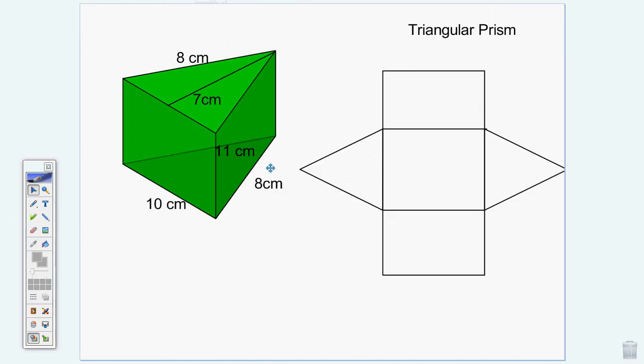Next, we have a triangular prism. Now, I drew the net to help you see this, but we have 5 shapes. We don't need a magic formula here. We have 5 shapes, actually 2 shapes repeating themselves, 2 triangles, 3 rectangles. So if we can just find the area of those 2 triangles first, and then we'll find the rectangles.